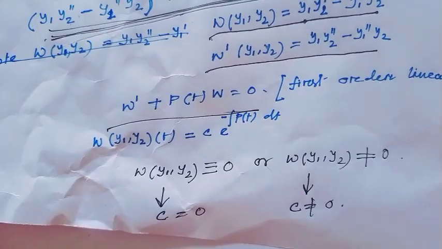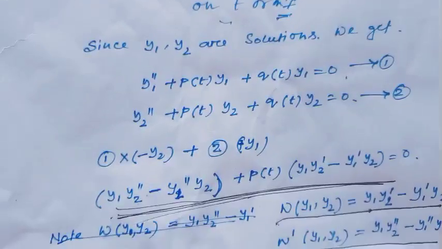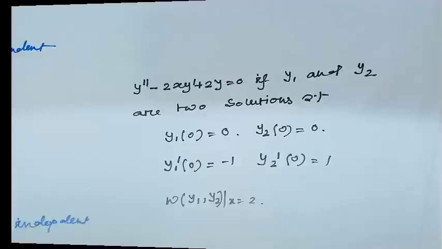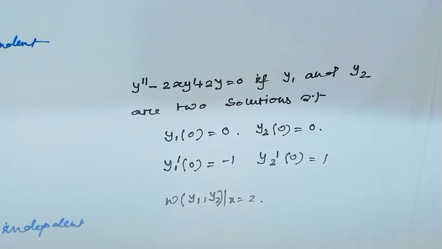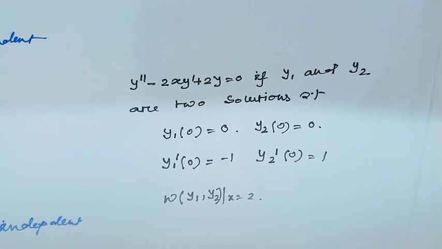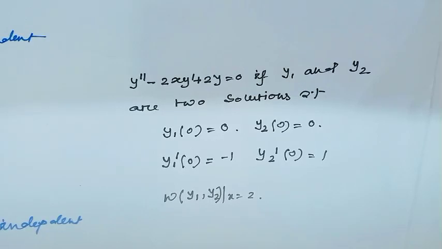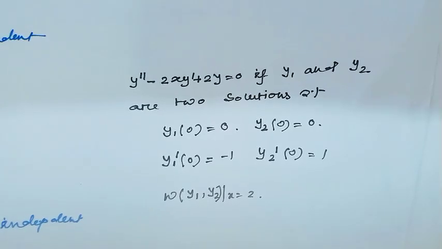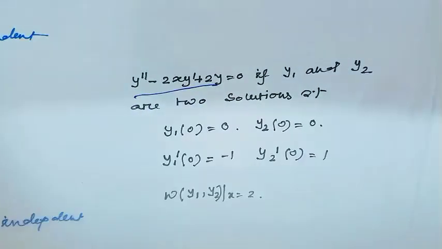I hope all my viewers have understood Abel's theorem and its properties. Okay? See one nice example of Abel's theorem. The given differential equation is y double prime minus 2xy prime plus 2y equal to 0.